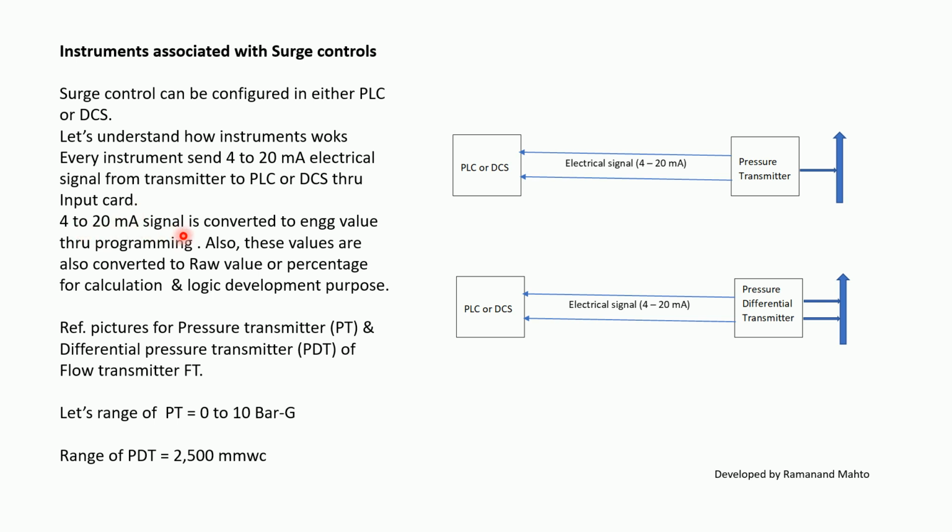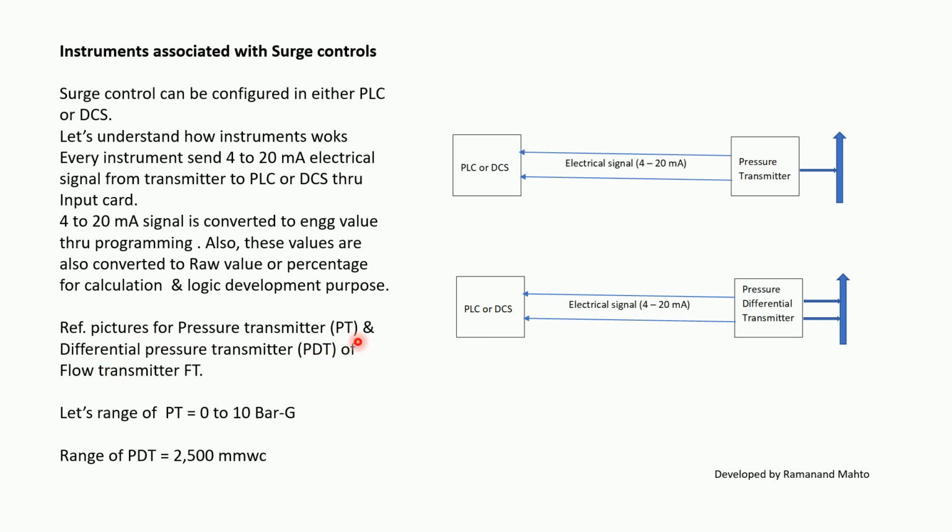The 4 to 20 milliampere signal is converted to an engineering value through programming. These values are also converted to a raw value or percentage for calculation, and logic development is done in the PLC or DCS. For reference, here is an example of how engineering values and raw values are calculated in a PLC or DCS. Let's say one pressure transmitter is sending a signal to the PLC or DCS, and another differential pressure transmitter for flow is also sending a signal.